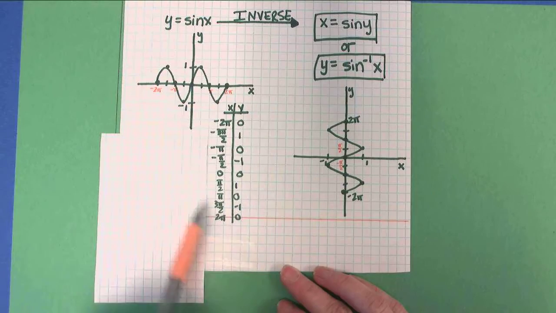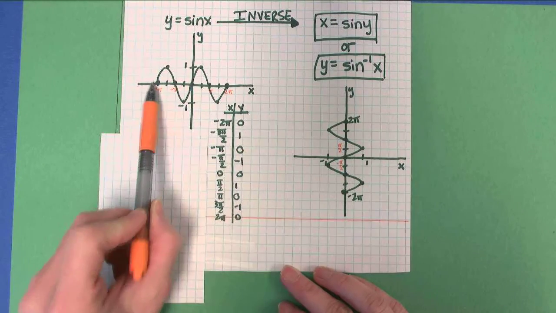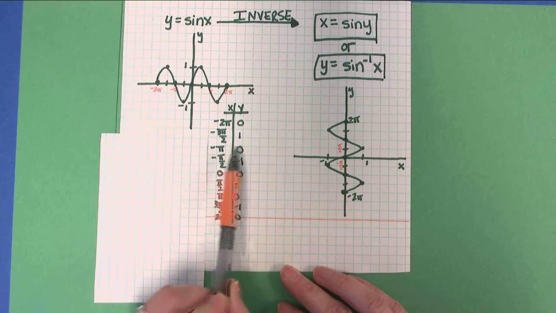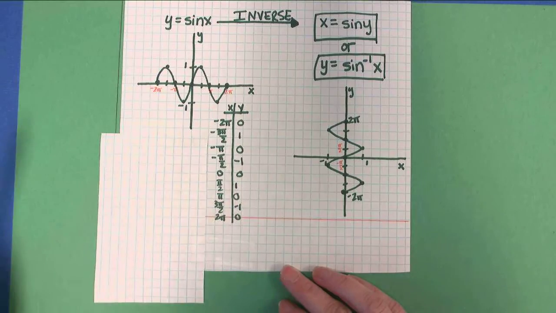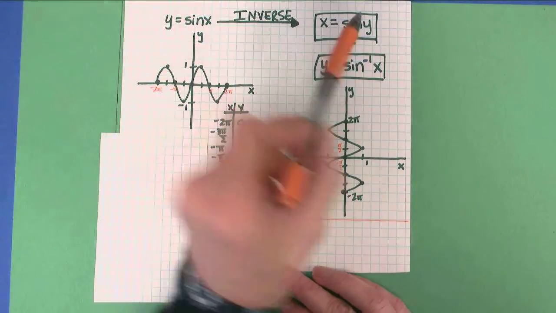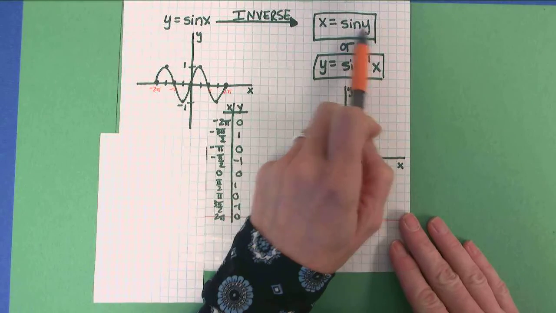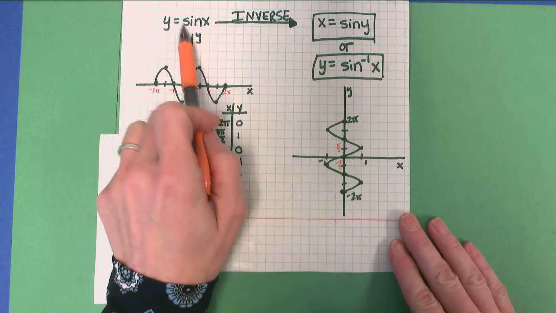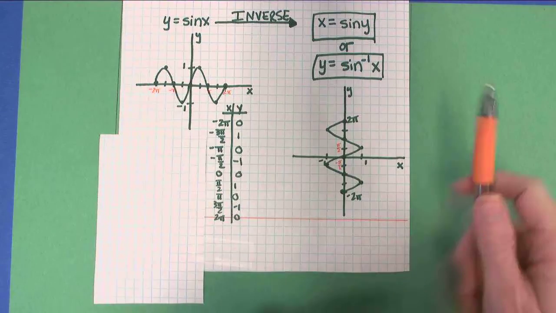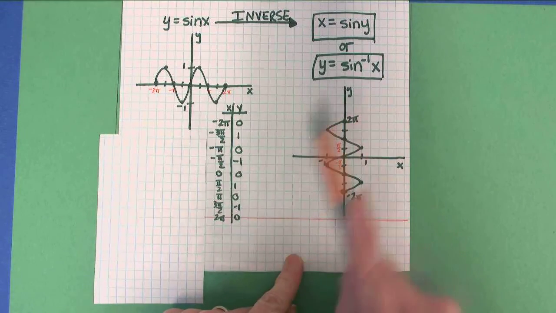I made a table to represent y equals sine x. You can see at -2 pi, I'm at 0. At -3 pi over 2, I'm at 1, etc. -pi 0, all the way down to 2 pi. So, if I have y equals sine x, then its inverse, if we switch x and y, would be x equals sine y. Now this is definitely the inverse of y equals sine x. But we can also solve it for y. So if you solve it for y, it's going to look like this. Y equals inverse sine of x.